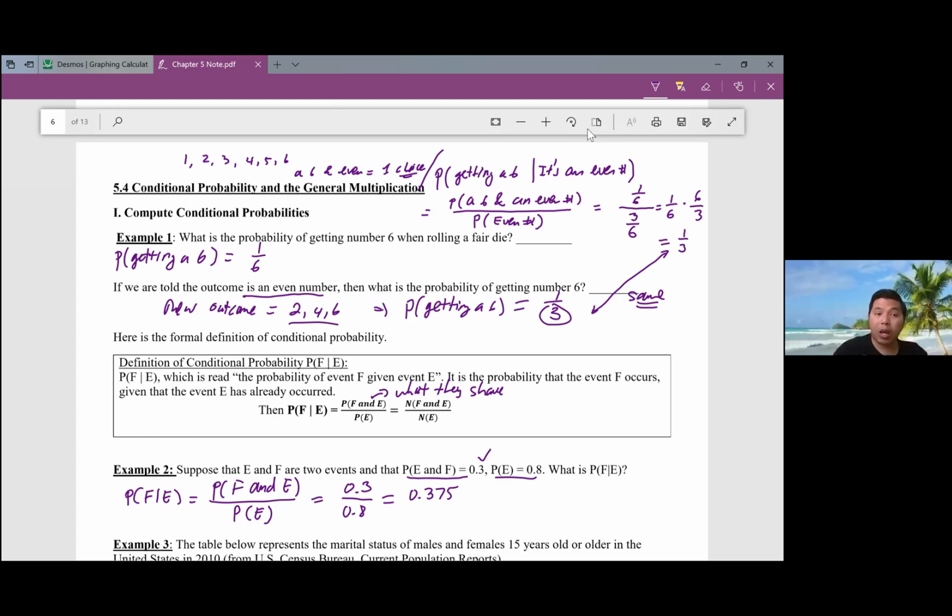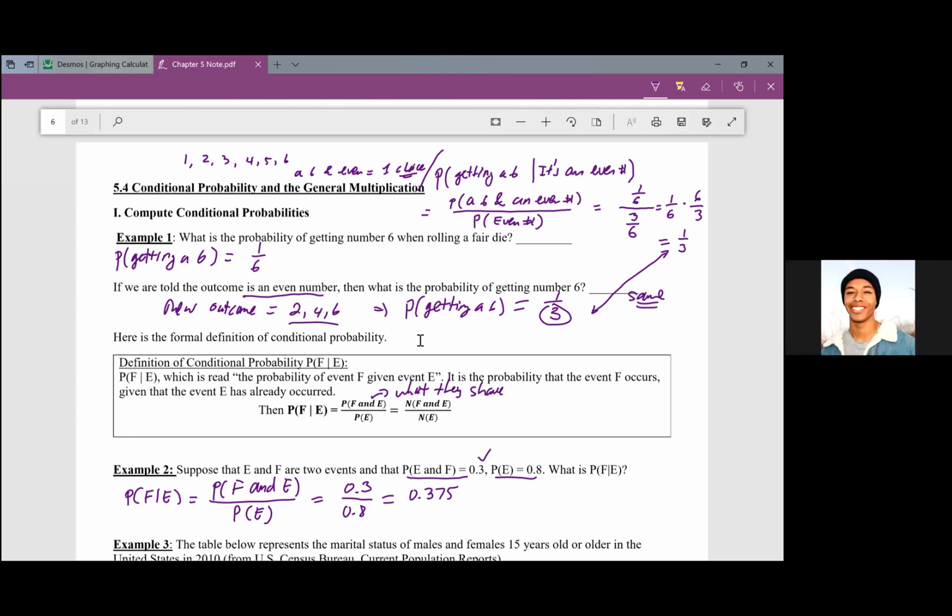Then when we look at the logic, right? We know the outcome is an even number, so you only shrink it down to 2, 4, 6. And now I have a 1 out of 3 chance to get that number. Make sense? So that's how we use logic together with the formula of conditional probability to explain all of this, all right? Any questions before we move to the next example?